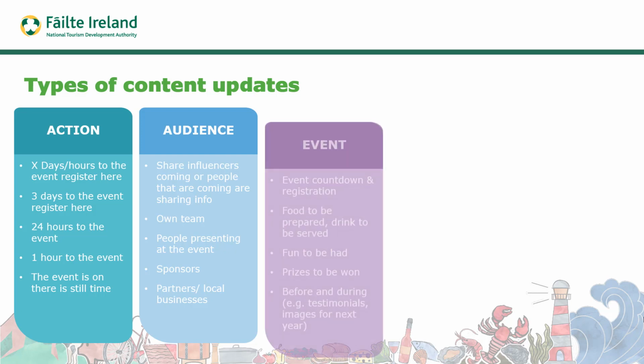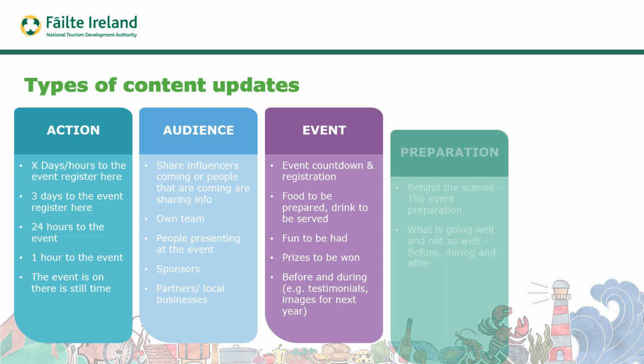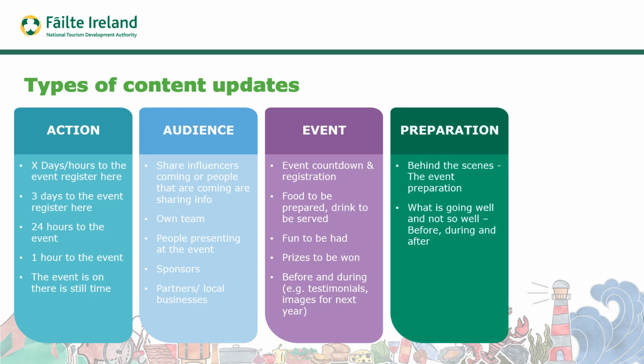The event is all about information about the specific event itself. Who's going to the event? What are they doing? What's the schedule? Where is it on? It's all about the event. Preparation content updates are about preparing for the event behind the scenes. What's going on behind the scenes? What are you doing to get this event up and running? Record some meetings, record the area you're having the event, record the good things and the bad things. People love seeing behind the scenes.